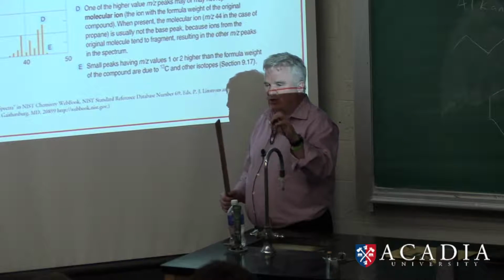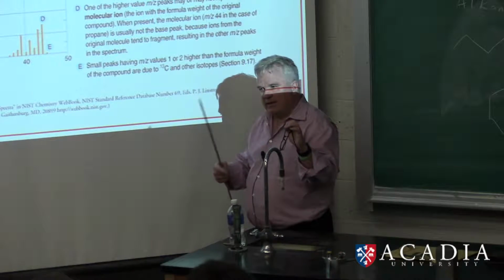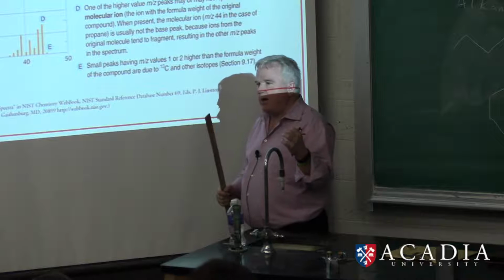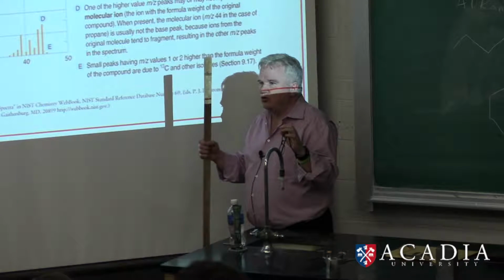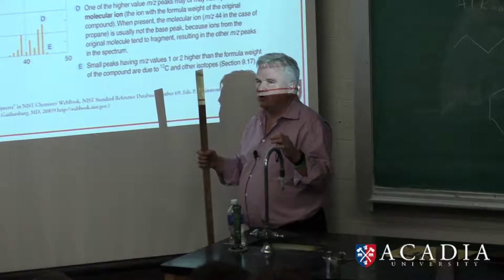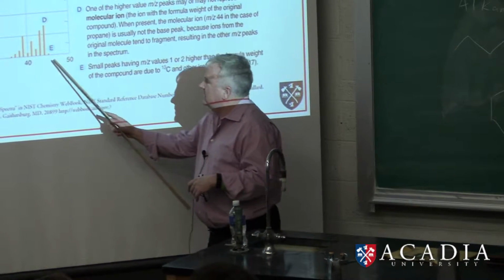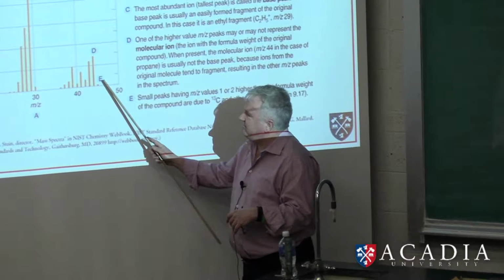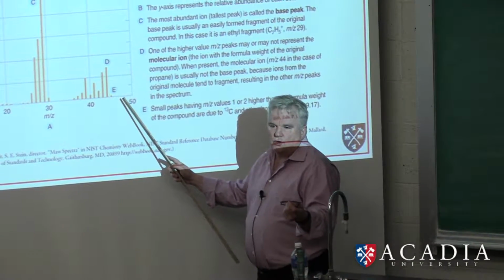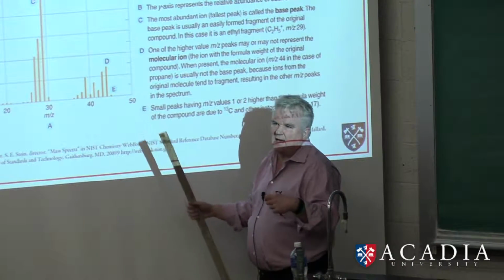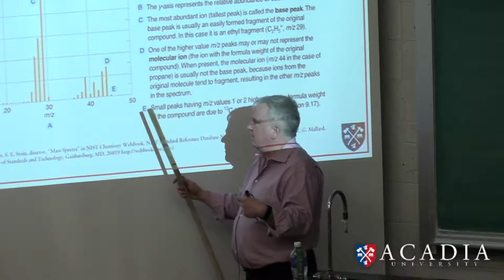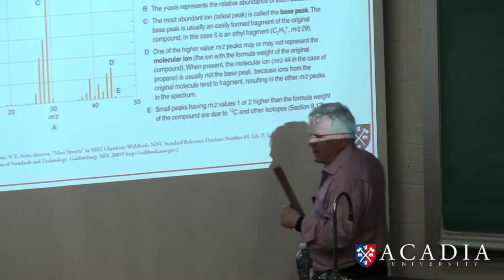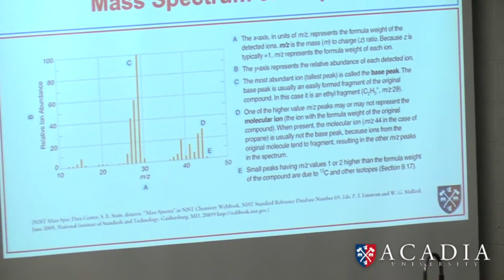Most hydrogen has just a proton and an electron spinning around it. But some hydrogens have a nucleus that contains a proton and a neutron, so it has an atomic mass of 2. So that's why we see a little peak out here that's 45. Those are molecules of propane that have either a C13 or a deuterium in them. So we see this isotopic distribution.